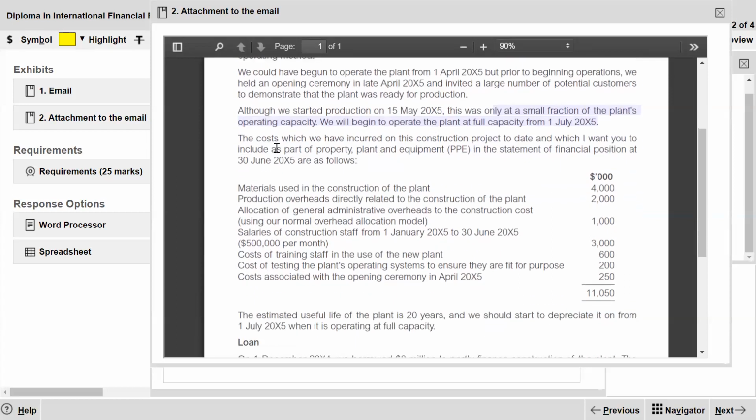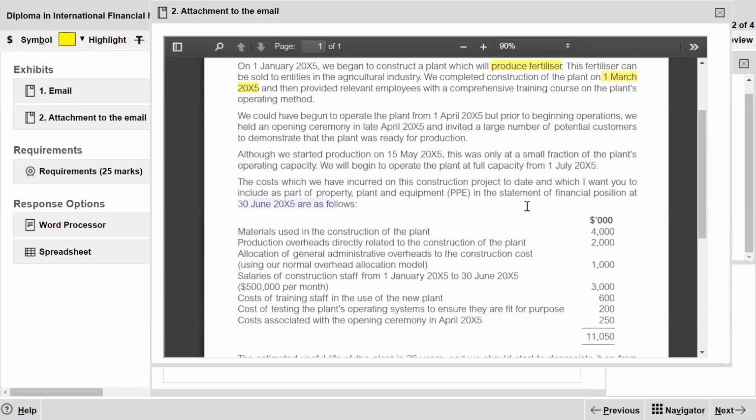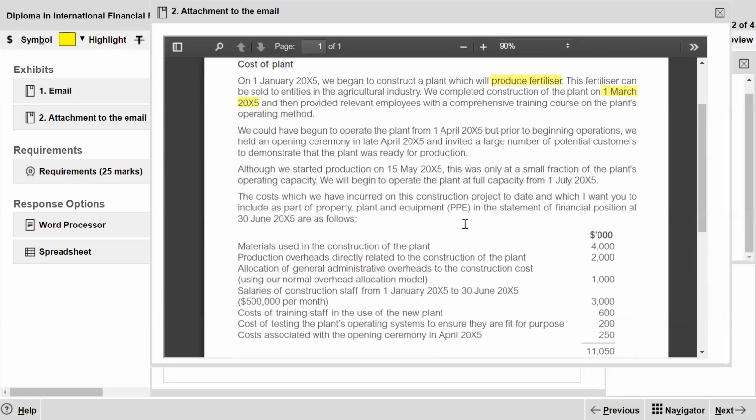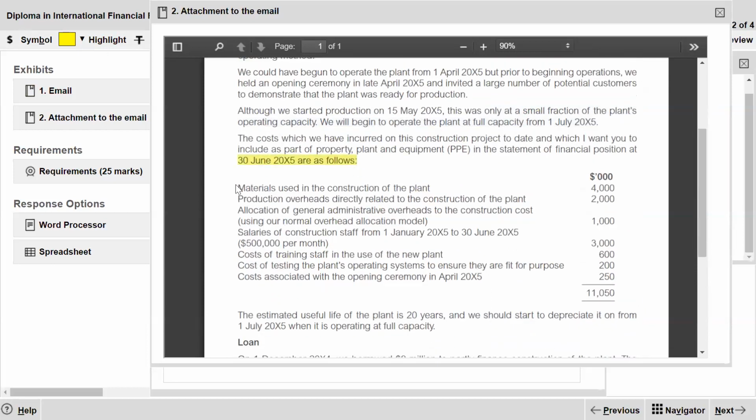Now, these are some relevant information. The costs which we have incurred on this construction, and which I want you to include as part of the cost of the PPE, are as follows. The estimated useful life of the plant is 20 years, and we should start to depreciate it on 1st July X5, when it is operating at full capacity. The financial statements are up till 30th June 2005, so we need to see what needs to be capitalized and what does not.